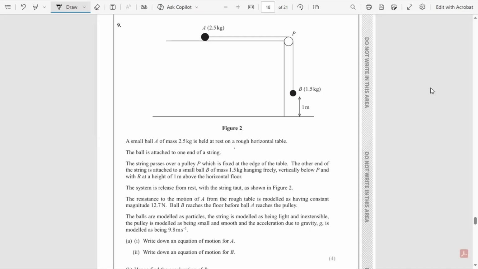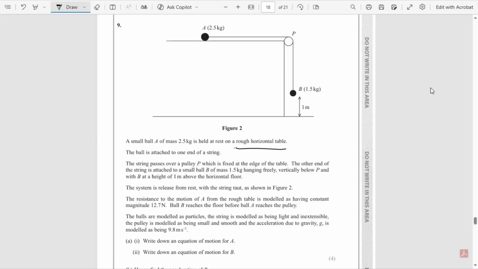Now, just a little note about this rough horizontal table. Normally, in most mechanics past paper questions, when you have a rough table or a rough surface, that means there is friction. And usually you would have to utilize the year 13 mechanics formula. Friction is less than or equal to mu times R. Now, because this is a year 12 question from the AS paper, we won't need to utilize that in this question. So just a little note about that.